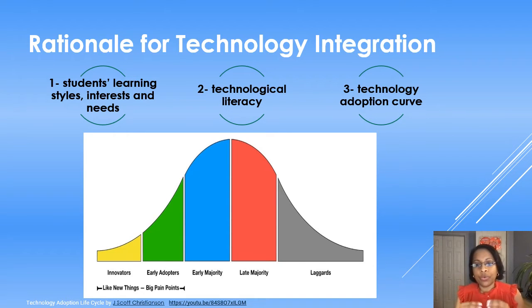And we started with a rationale, and your rationale summarized learning styles, interests, and needs of your students. It also highlighted the need for students to develop technology literacy, and this was based on our readings and discussions. You also noted the need to consider your colleagues' buy-in, and especially where they fall on the technology adoption curve.